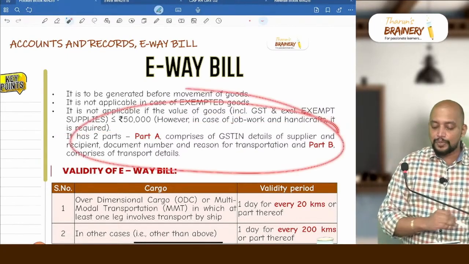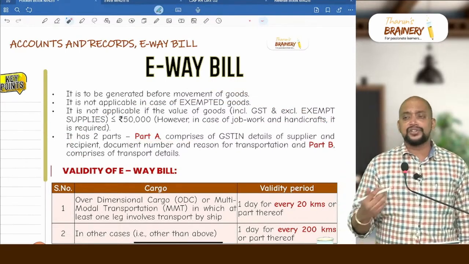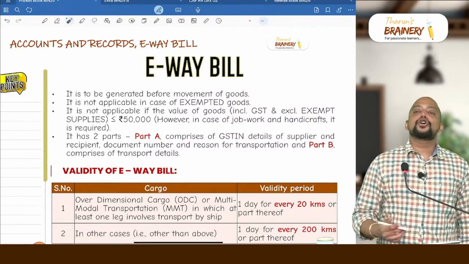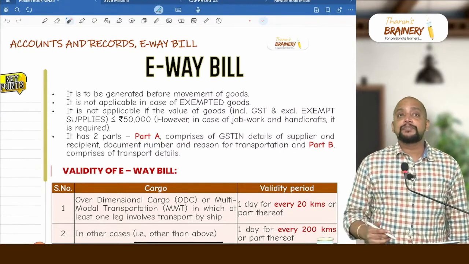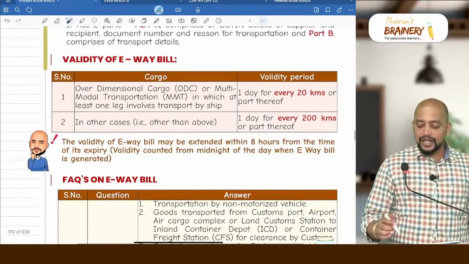And e-way bill will have two parts. Part A will contain the invoice details, like what goods are being transported, GST number of the supplier, recipient, and document number, etc. Whereas Part B contains the vehicle details and the transport details. And now, validity of e-way bill.